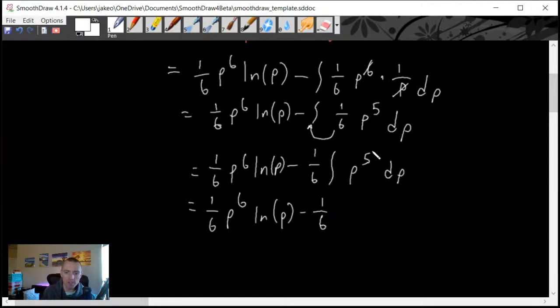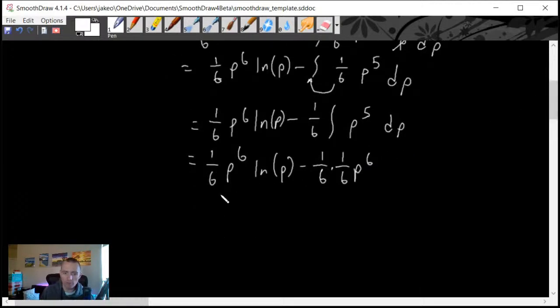And then to integrate p to the 5th, we again just have to apply the power rule, which is just going to raise our power by 1. So raise to the p to the 6th, and then divide by our new power, which is the same as multiplying by 1 over that new power. So then this is going to simplify down into 1/6 p to the 6 ln of p minus 1 over 36 p to the 6th.